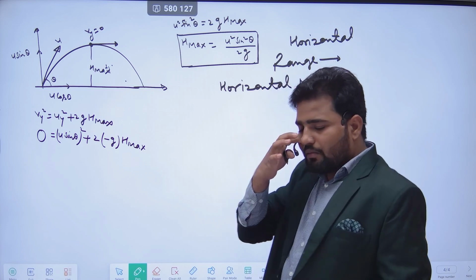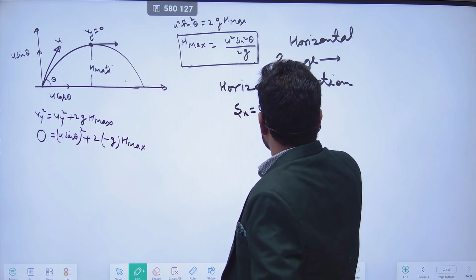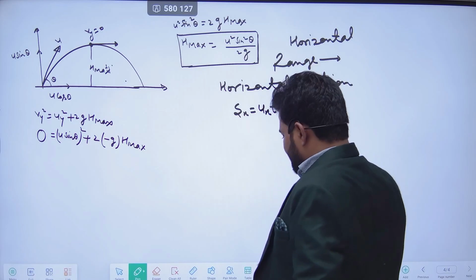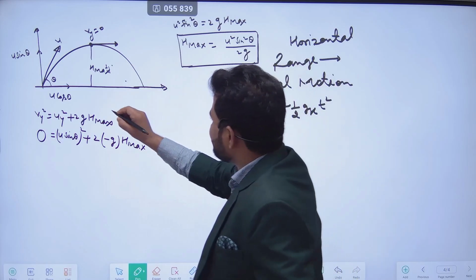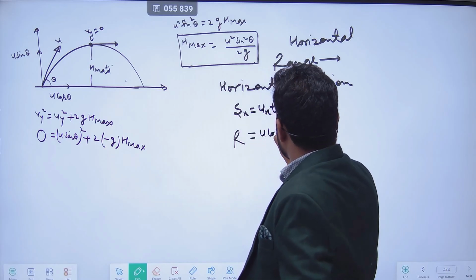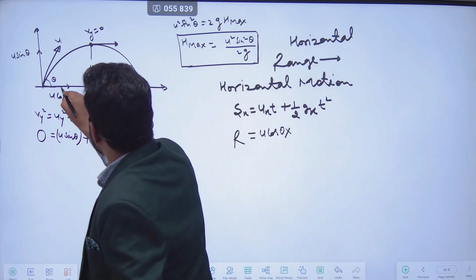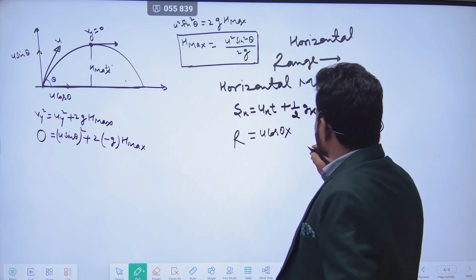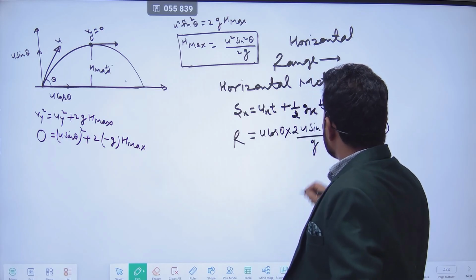Here we are using the second equation of motion, Sx is equal to ux t plus 1 by 2 gx into t square. From here we know that Sx is called the range. So R is equal to ux, that is u cos theta, into t, and we know that the range is covered in the time of flight, which we got already, 2u sine theta by g.